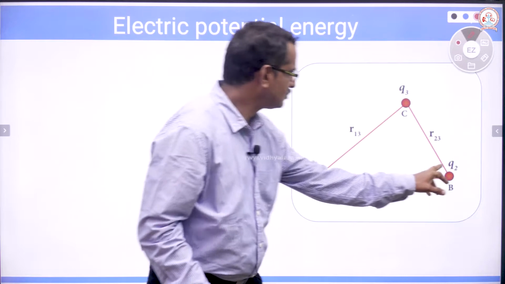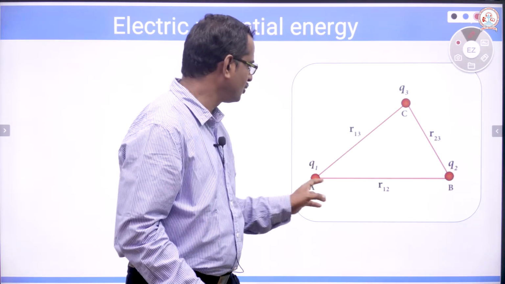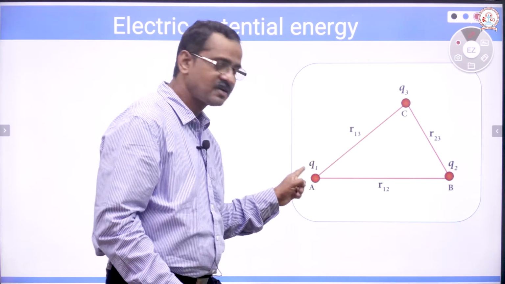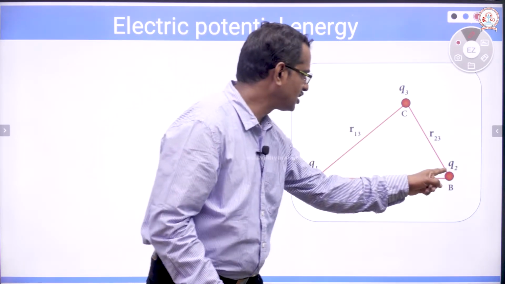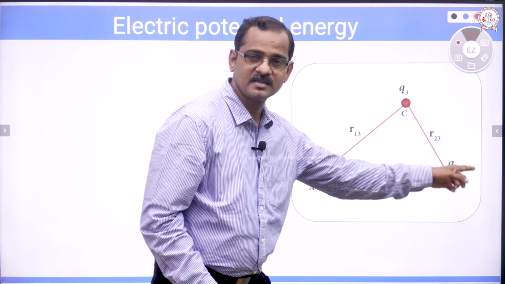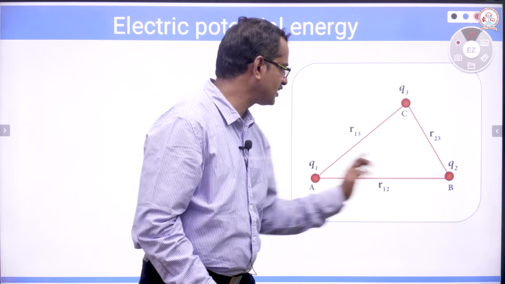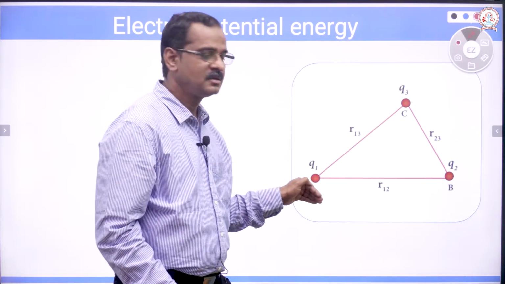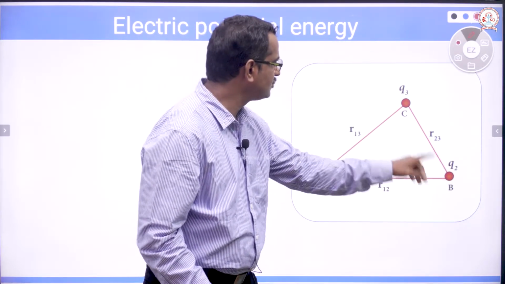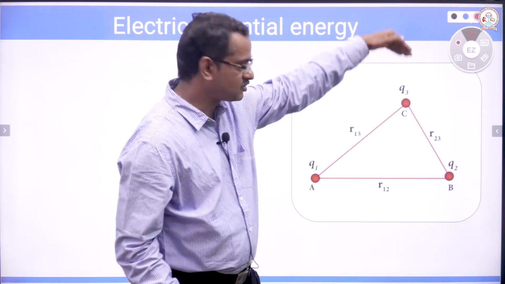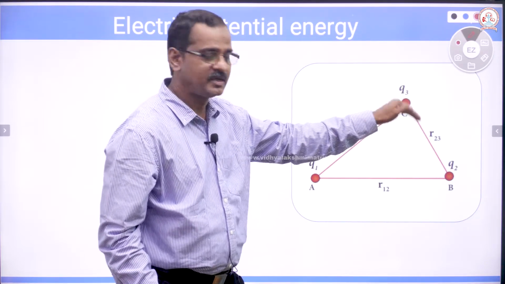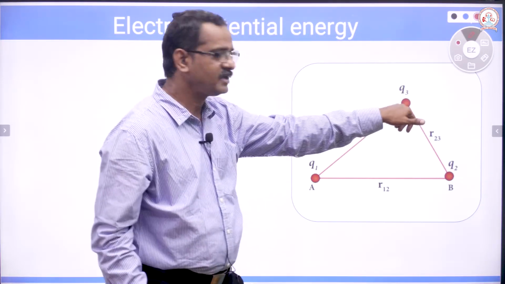Second, this is a collection of Q1, Q2 and Q3 charges at distances R12, R23 and R13. In the presence of Q1, imagine Q2 is moved from infinity to the point B. Then some work has to be done, so for these two charges together there will be some electric potential. But in the presence of Q1 and Q2, another charge Q3 is moved from somewhere to the point C. Then some more work has to be done to move the charge Q3 to the point C.